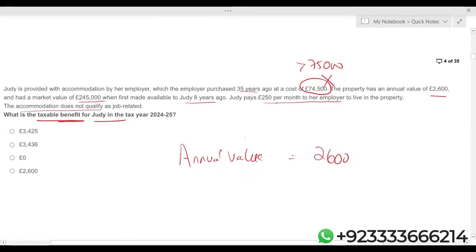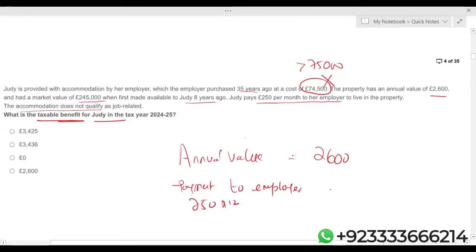What is happening? Jody is paying 250 per month to her employer. When an employee pays the employer for usage of the property by that employee, then that payment actually reduces the cash benefit. That contribution actually reduces the taxable benefit. So Jody's contribution will reduce the taxable benefit. Let's see. Payment to employer. It is 250 into 12.